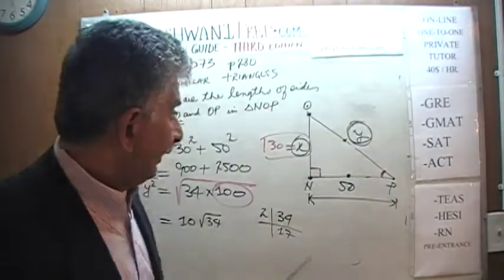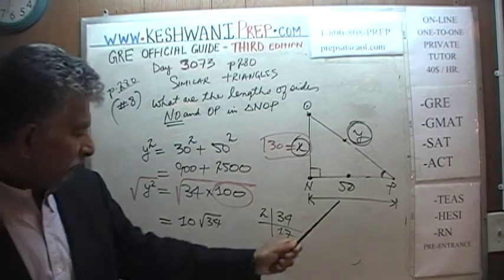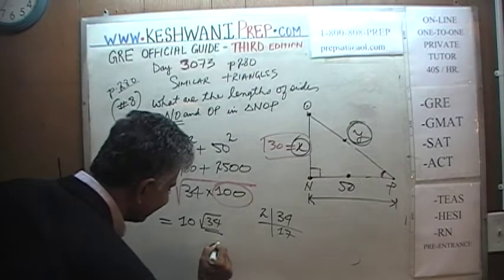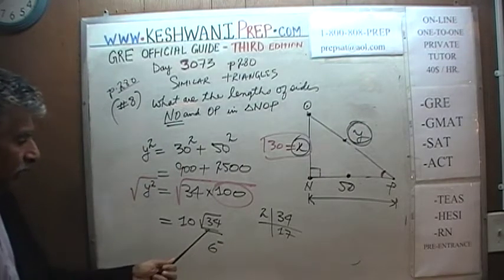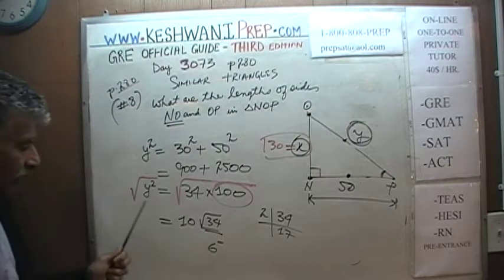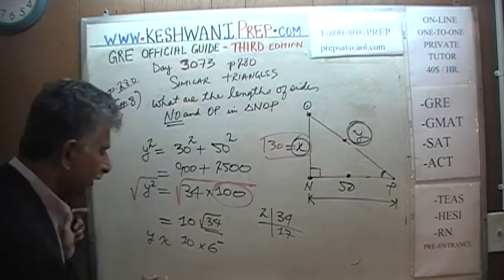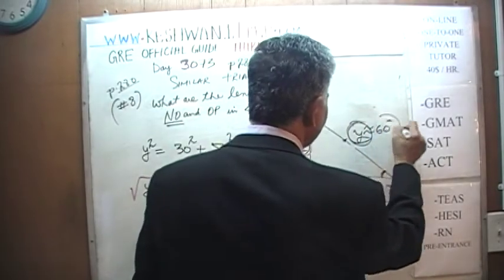But notice that the longest side in the triangle is indeed more than 50. How do we know that? Because the square root of 34 is going to be slightly less than 6. How do we know that? Because the square root of 36 is 6, times 10. So this Y that we're looking for is going to be about 60, actually a little less than 60.